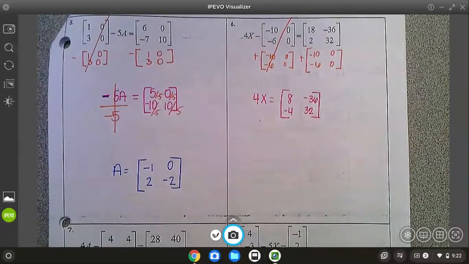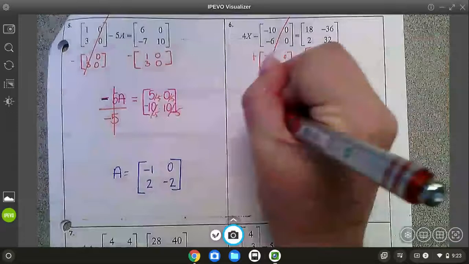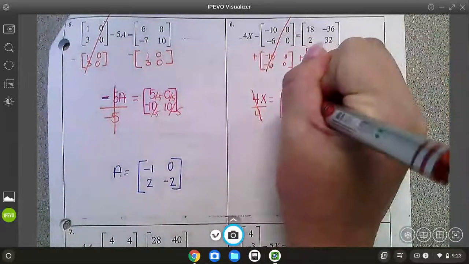And we still have 4x on the left side. And then we get 8, negative 36, negative 4, 32. And then we divide everything by 4.